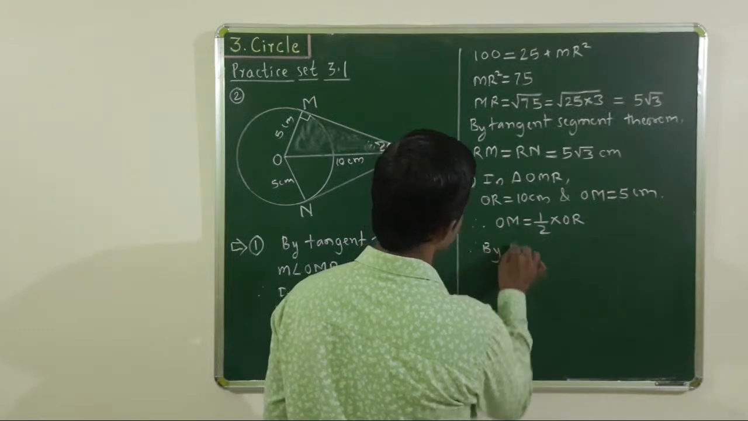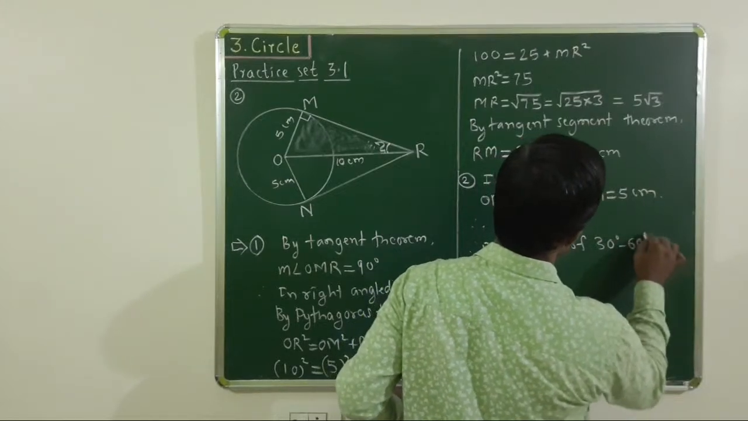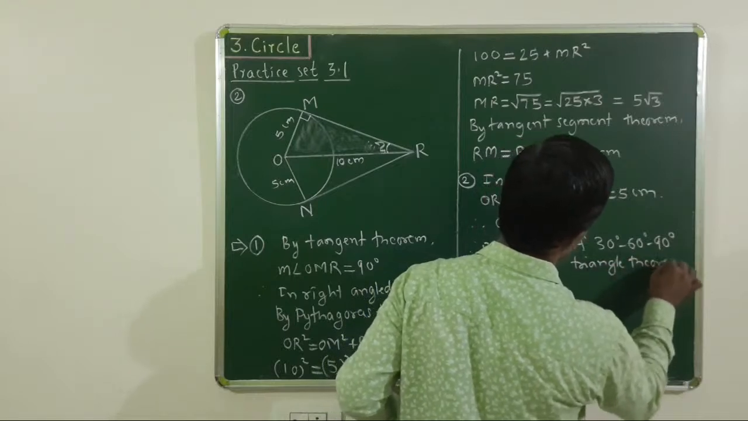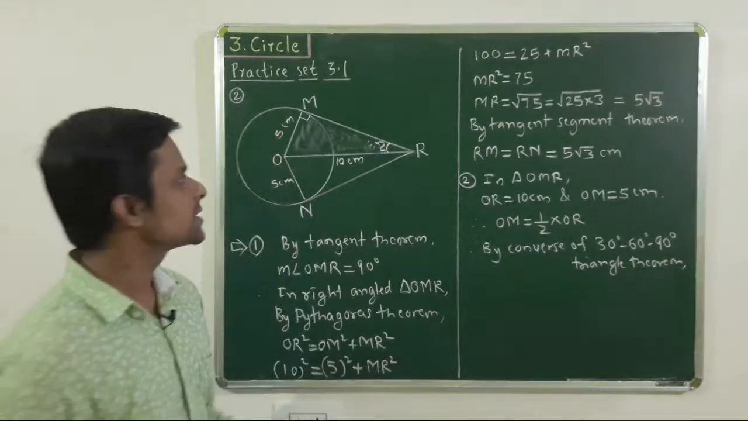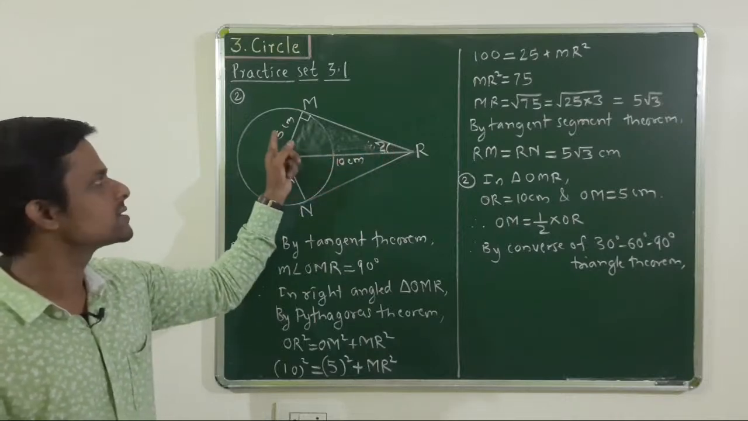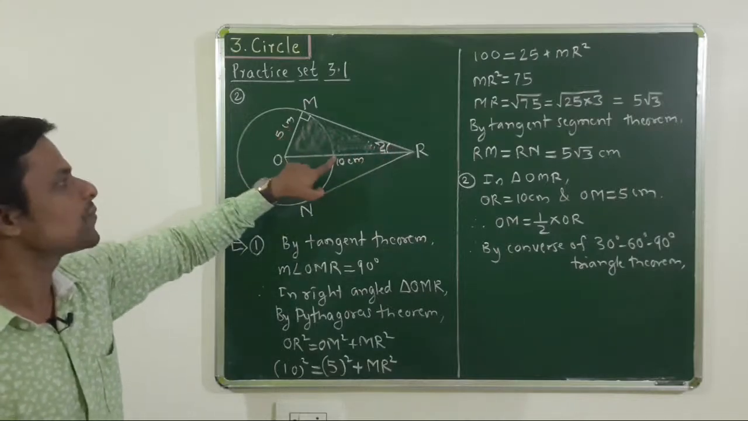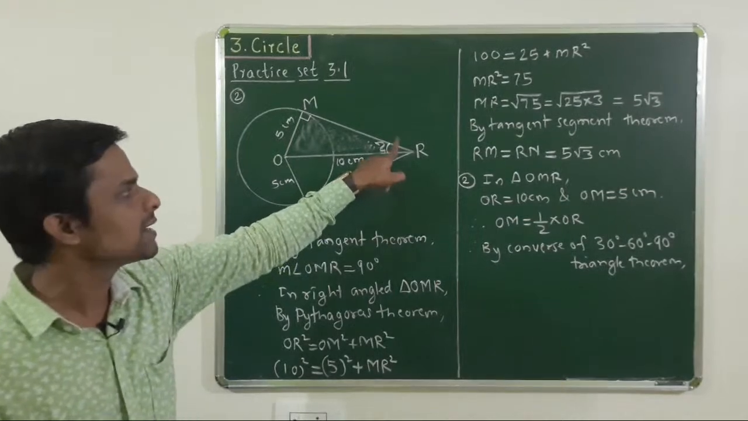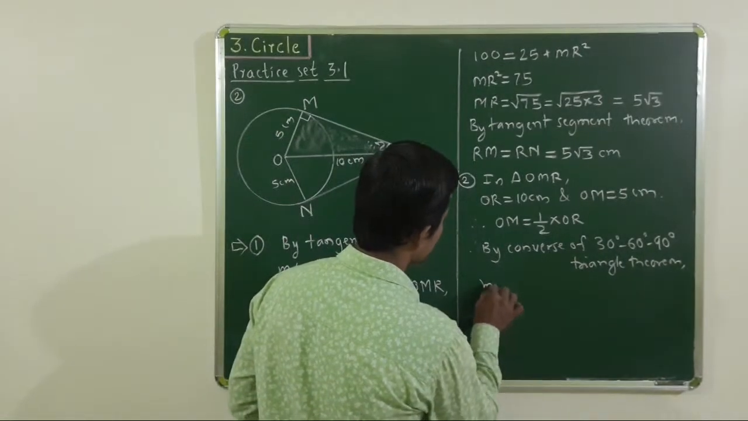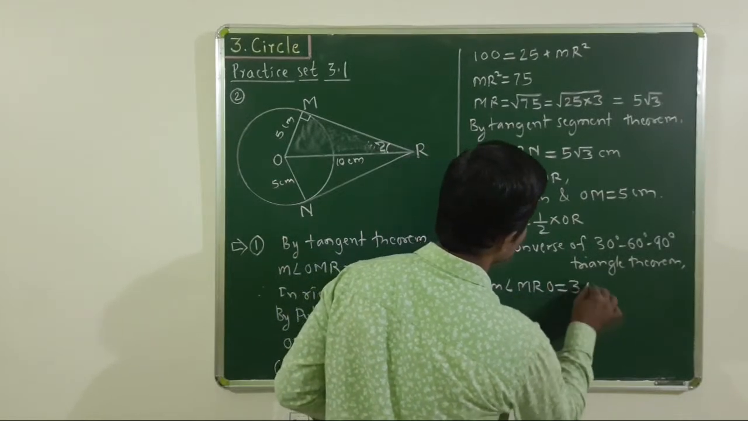Hence, by converse of 30, 60, 90 degree triangle theorem, the angle opposite to that side, which is half of hypotenuse, is 30 degree. This side is half of hypotenuse, and the angle opposite to this side is this one, and that will be 30 degree. That is, measure of angle MRO is equal to 30 degree.